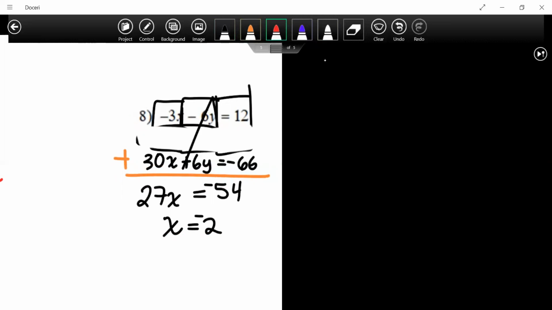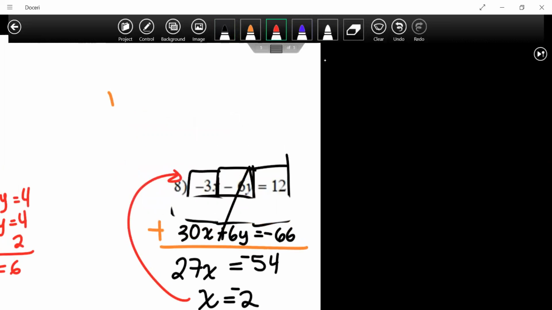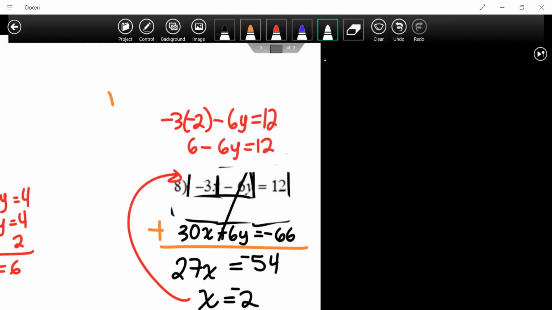We want to be able to use one of those, so I'm going to take it and plug it back in. I think the top one is a little bit easier to me for no reason, just that I think the numbers are smaller. Even though I have negatives, I just like dealing with smaller numbers. I'm going to get positive 6 minus 6y is equal to 12. If we subtract out 6 from both sides, I'm going to get negative 6y is equal to 6. Y is going to be equal to negative 1. My solution would be negative 2, negative 1.